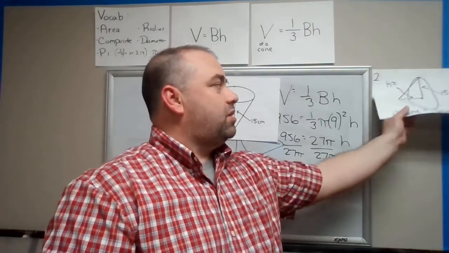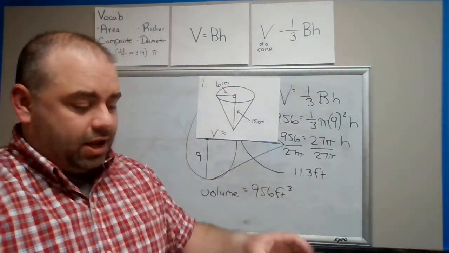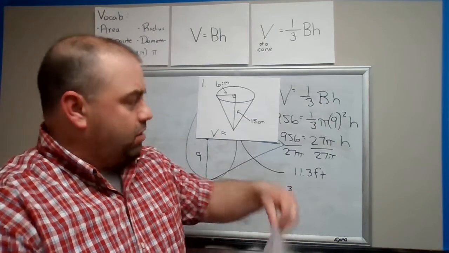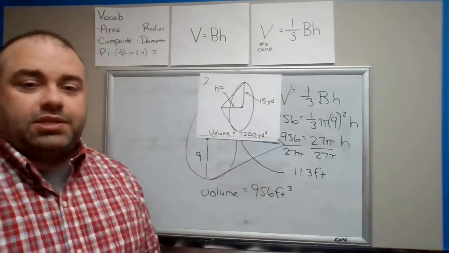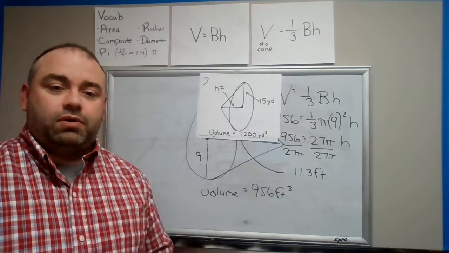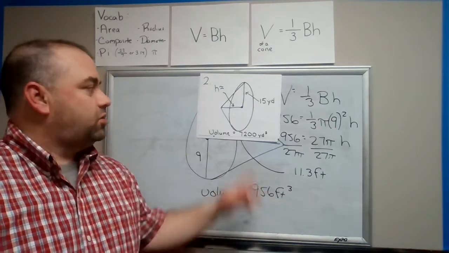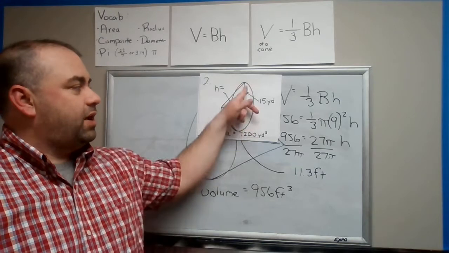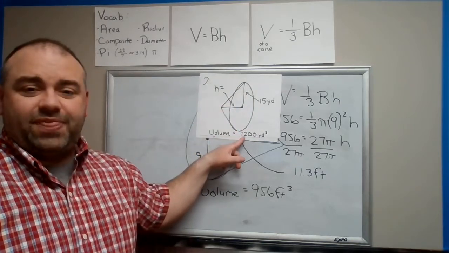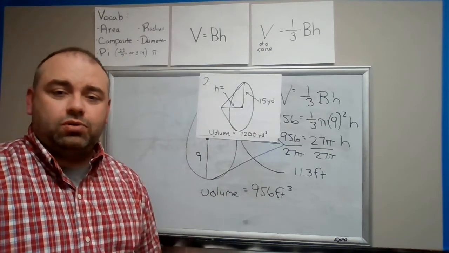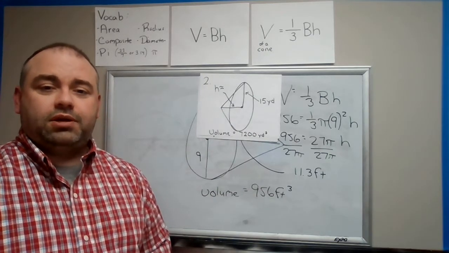This is going to be another one of these where you're going to end up getting the volume, but not the height. So go ahead and pause this one. If you're not sure how to do it, refer back to the second problem. Try this one out. We have 15 for our radius. Our height is unknown, and our volume is 7,200 yards cubed. So go ahead and pause right now and try to figure it out.